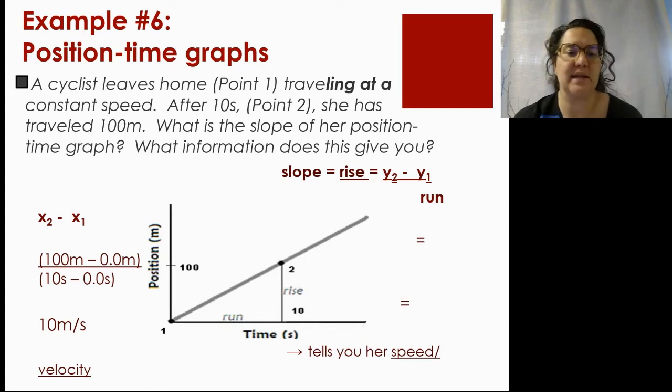So if this graph was a cyclist leaving home at point 1 and traveling at a constant speed, after 10 seconds, point 2, she has traveled 100 meters. What is the slope of her graph? What does this information tell you?